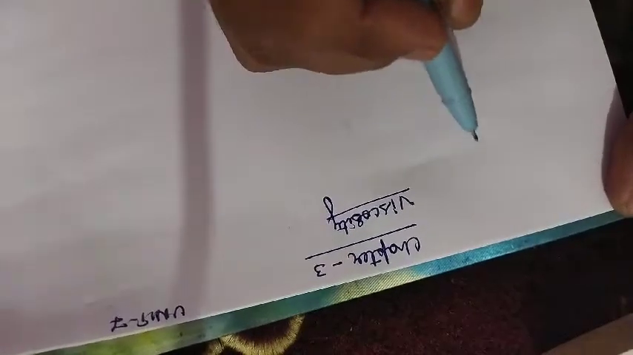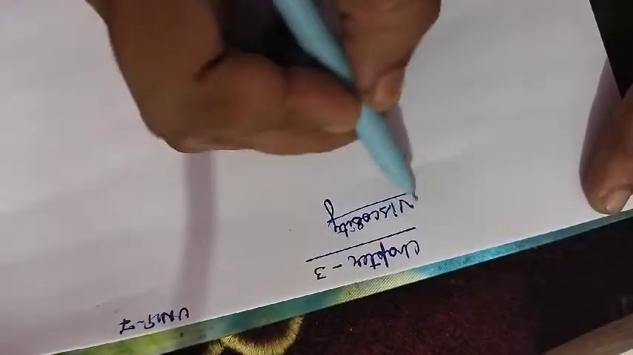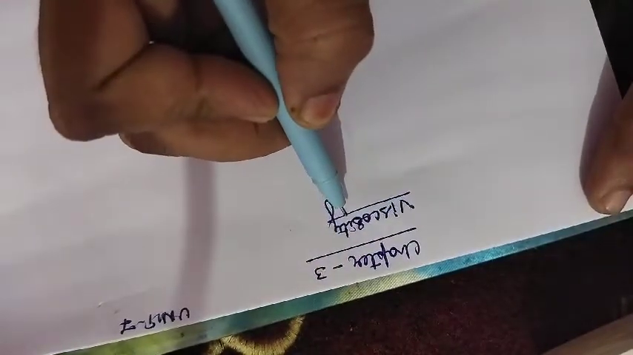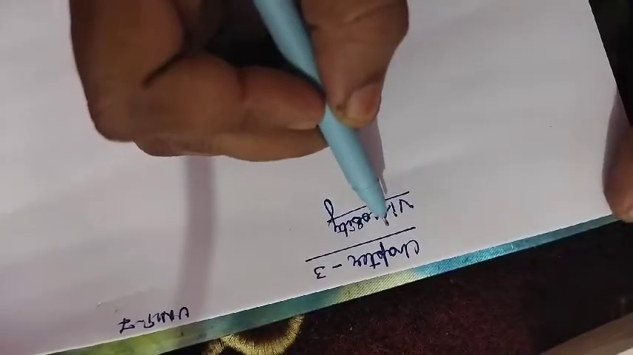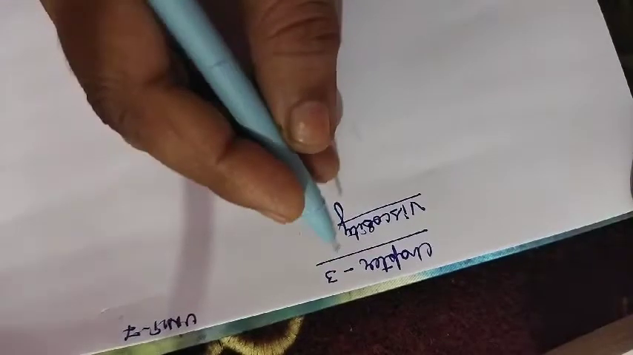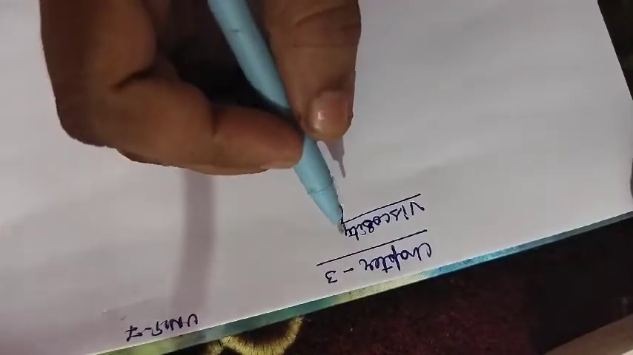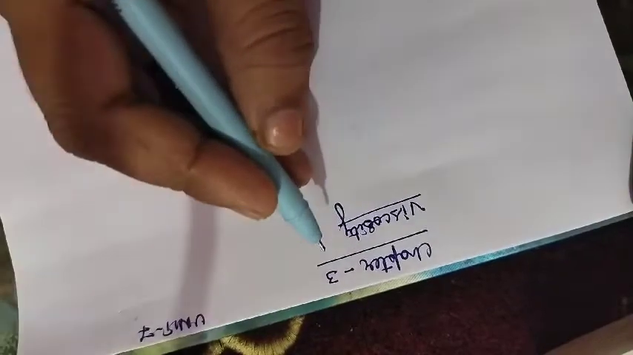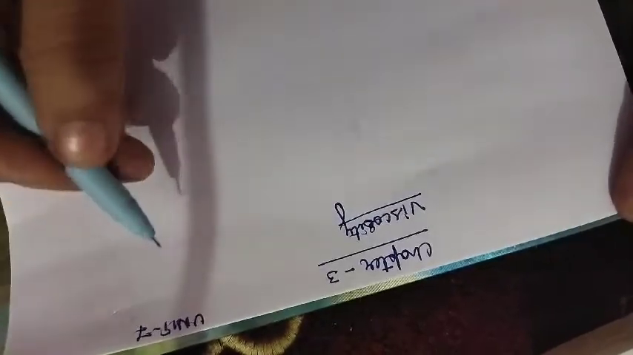Hello student, in this video we will discuss viscosity. So what is viscosity? Viscosity is the property of liquids by virtue of which an opposing force comes into play between the different layers of the liquid. As we know, liquid has different layers.